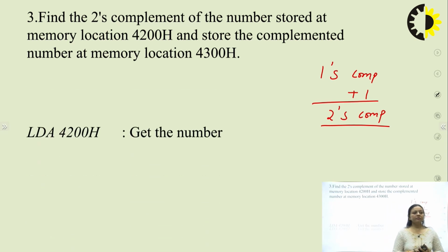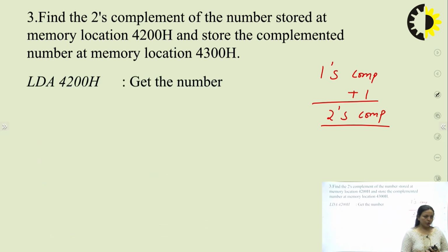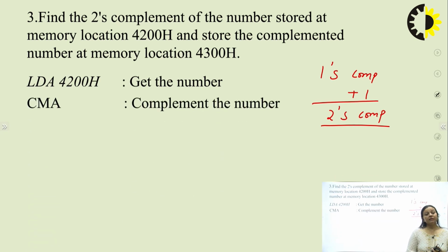So how can we write it? First is LDA 4200, as the question says that the input is present at location 4200H. So load accumulator with the contents present at 4200, whatever your input is, it is being loaded to the accumulator. Then you have to take the 1's complement. 1's complement says that you have to invert the bits. So for that we have an instruction CMA, complement each bit of accumulator.